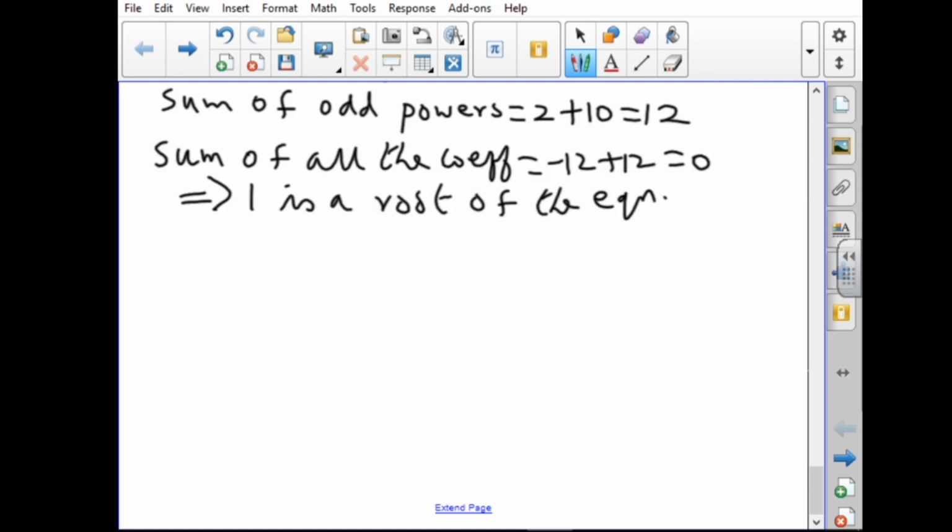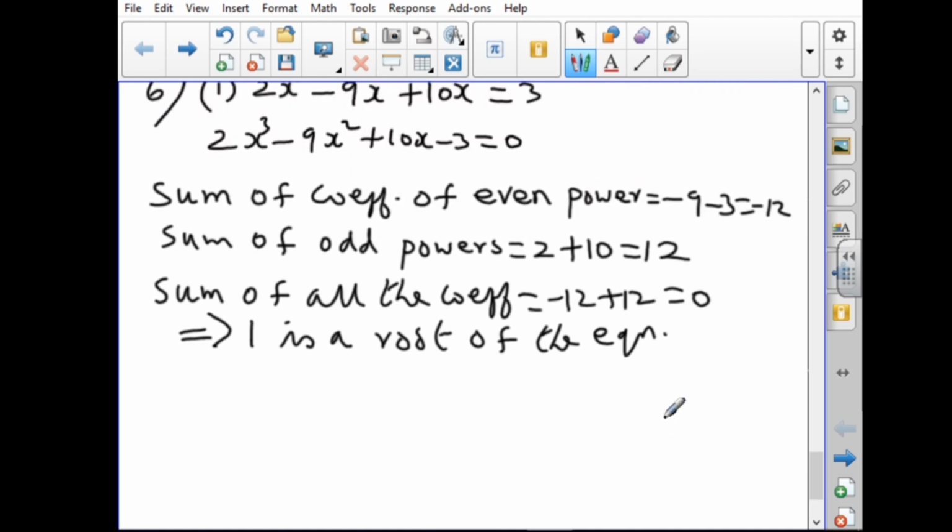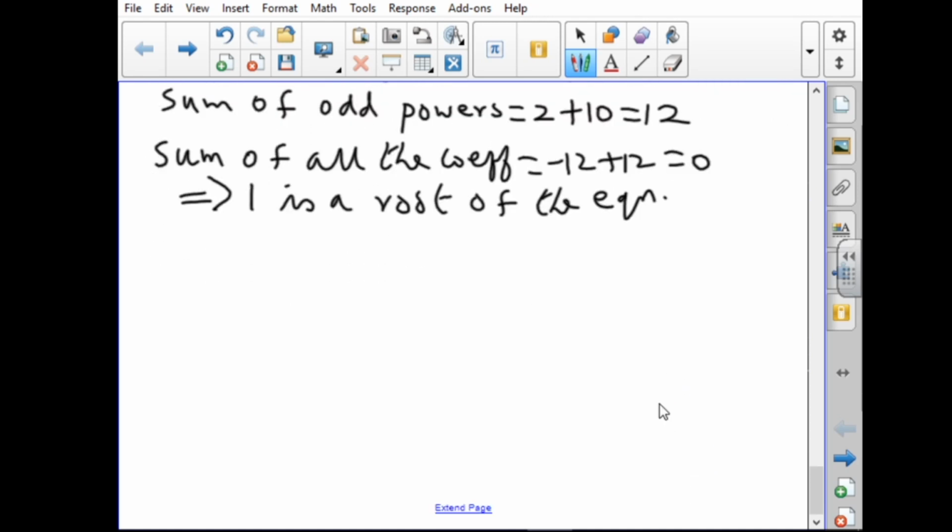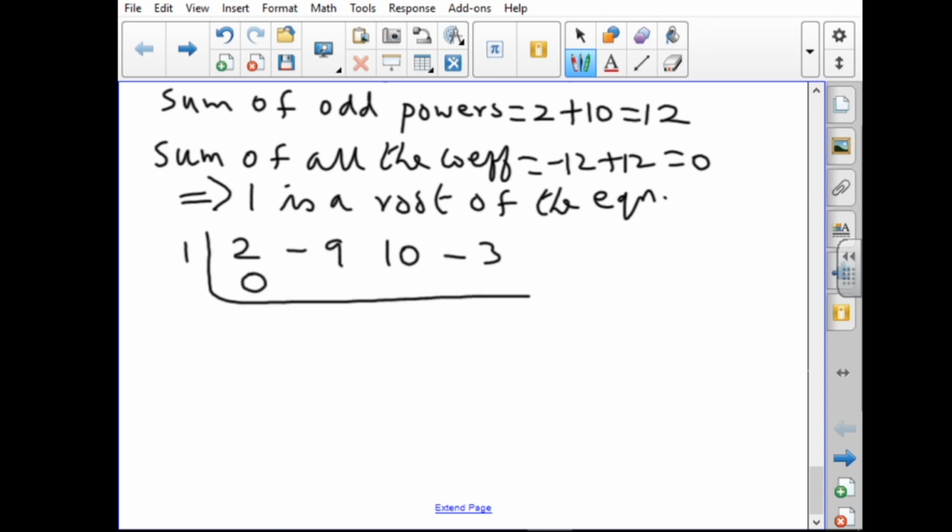So to find the other two roots, we can use synthetic division. Synthetic division we have already seen and also have studied in 10th standard. So we write only the coefficients of the terms. So what are the coefficients? 2, minus 9, 10, minus 3. So 1 is a root, so we write here 1. Always we write 0 here.